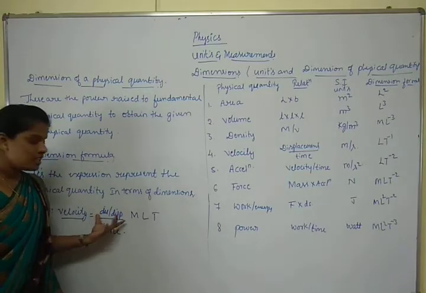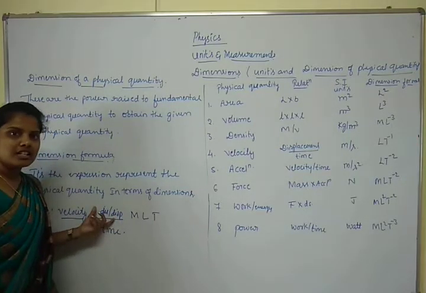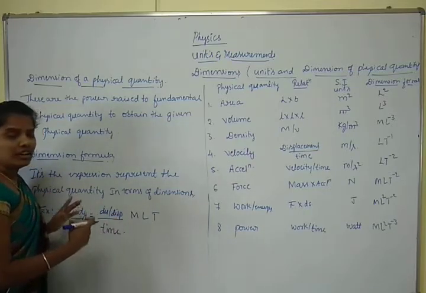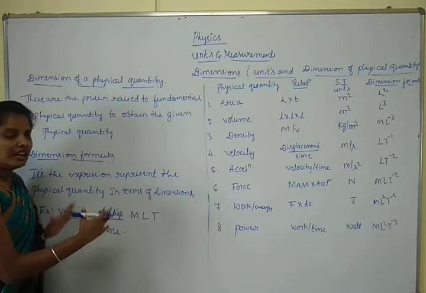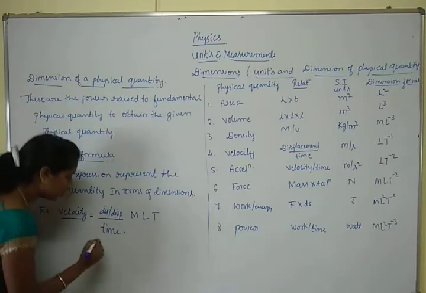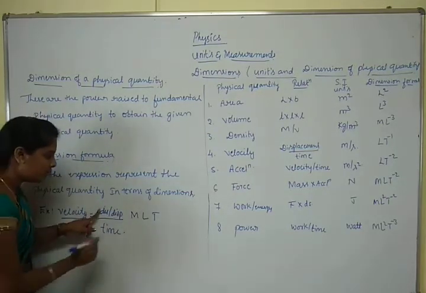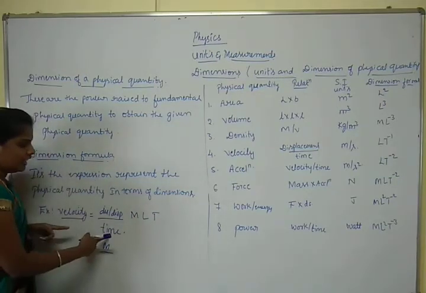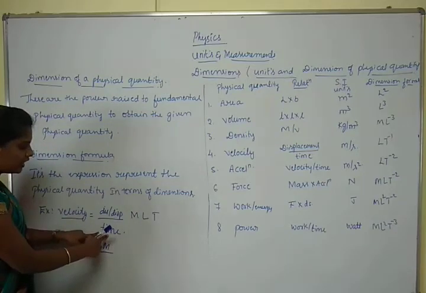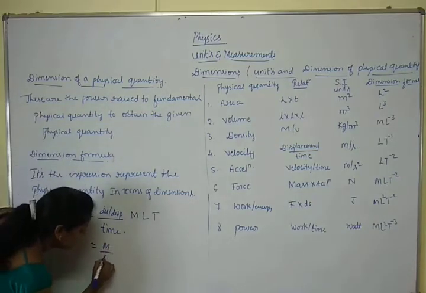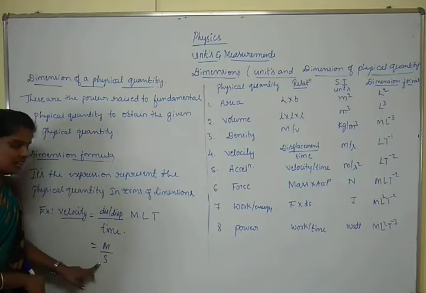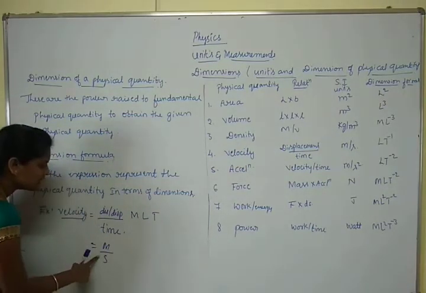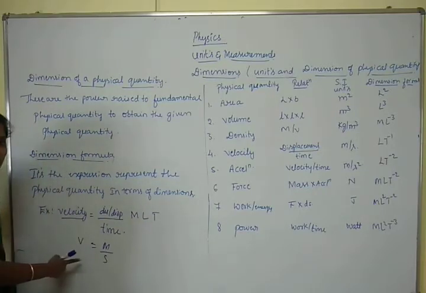Then what is the SI unit of displacement or distance? Distance and displacement are measured as length. Distance means length, and length is measured by the meter. Therefore, the SI unit of distance is meter, divided by time, which is measured by the second. Meter per second is the SI unit of velocity.